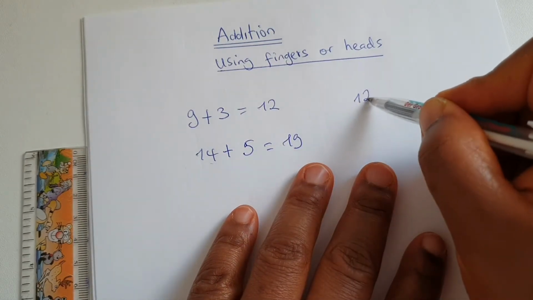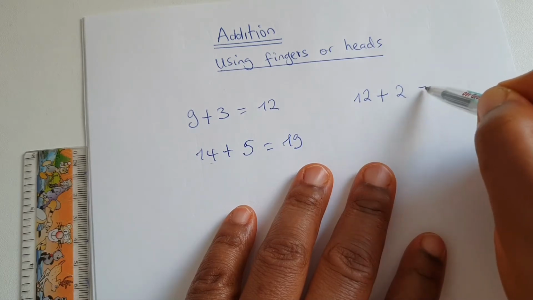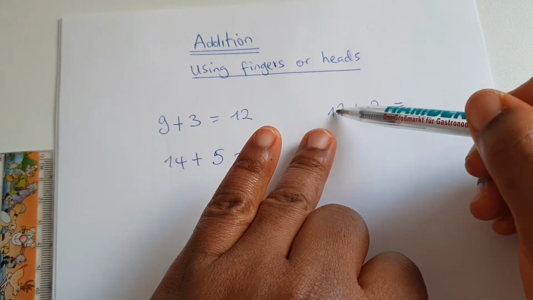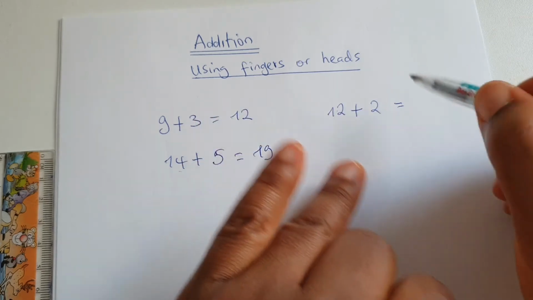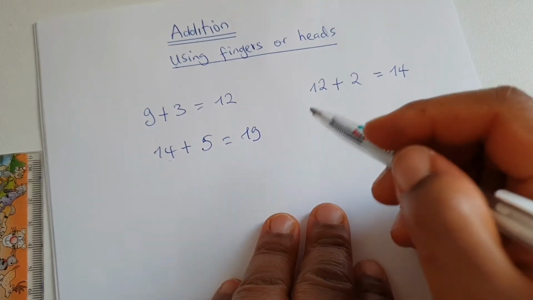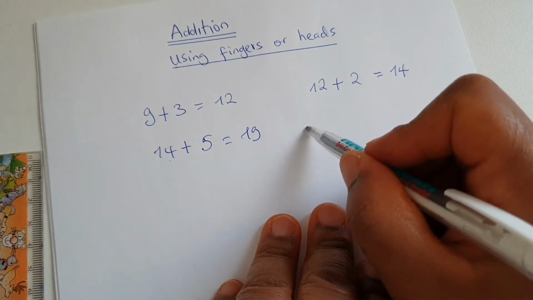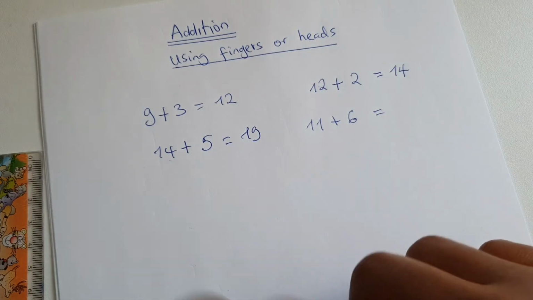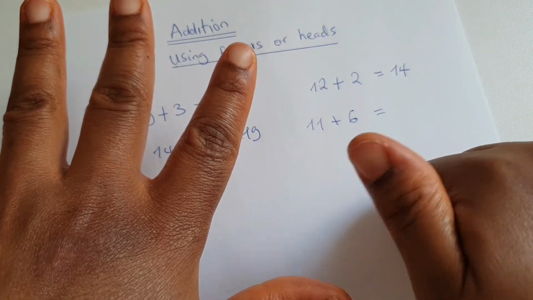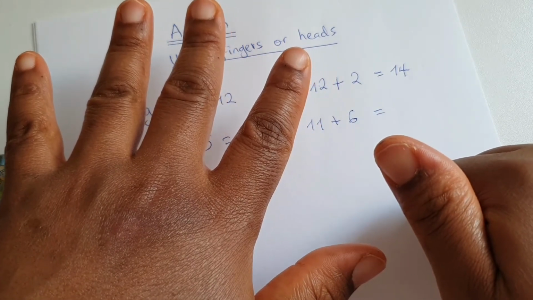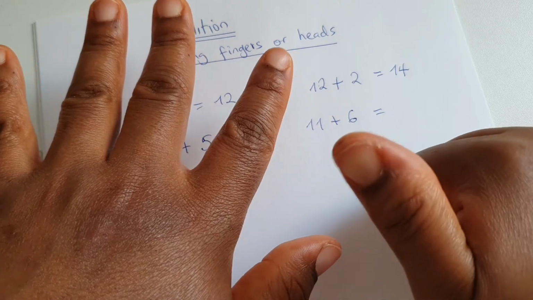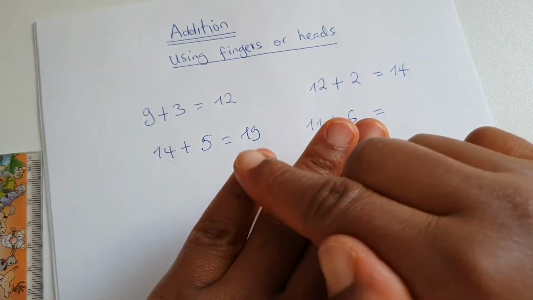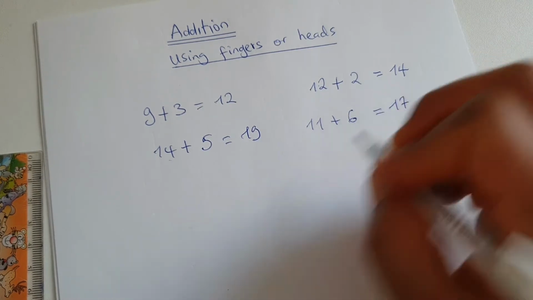Then I have 12 plus 2 equals. I have already 12 here. I will take out 2 fingers and I'll count 12, 13, 14. Then I'll write my 14 here. So I have already 11. Then I have to add it to 6. I need 6 fingers. I have 1 finger here and 5 fingers here. Then I have to count. This is my 11. Then I'll add 12, 13, 14, 15, 16, and 17. And 17 should be my answer.